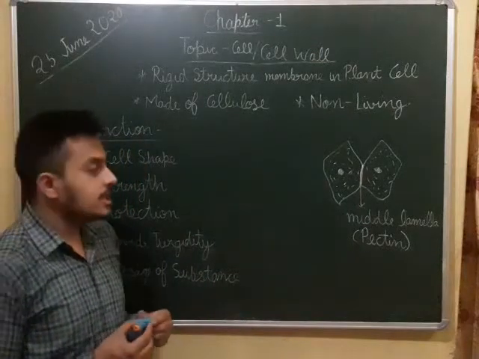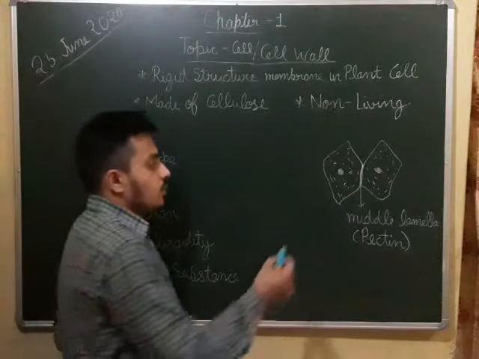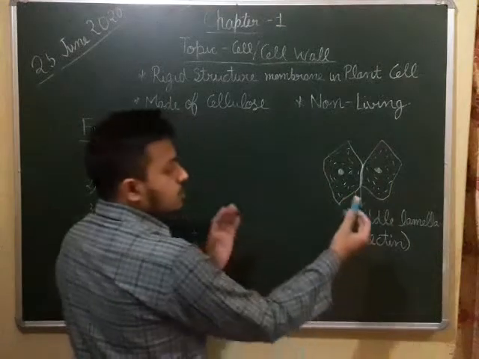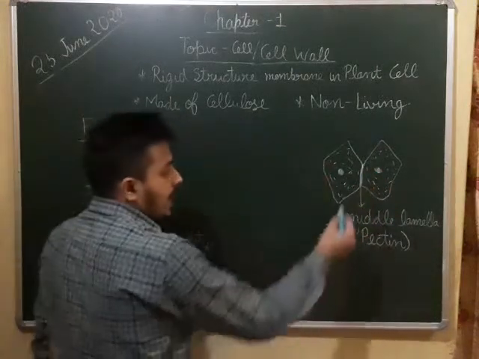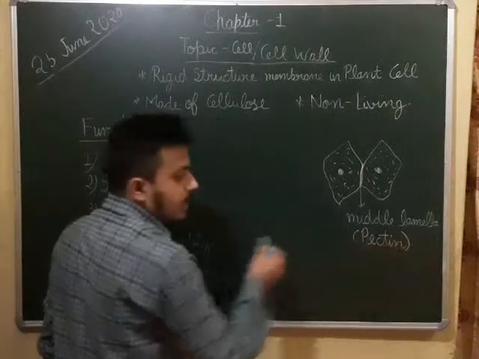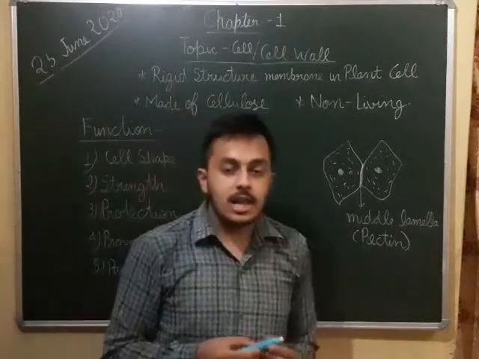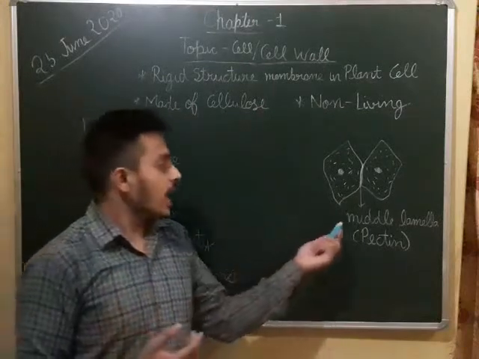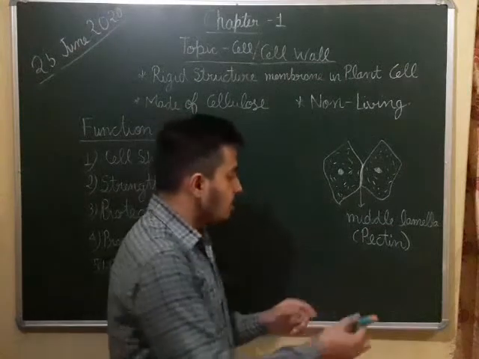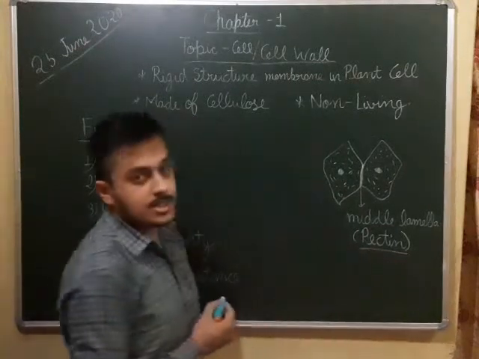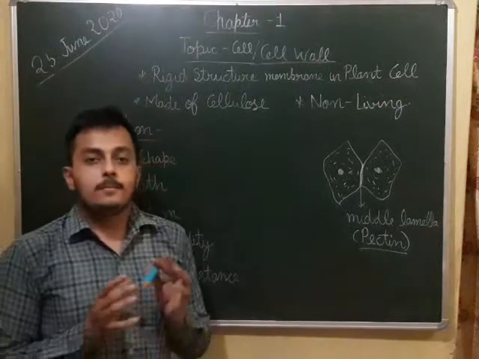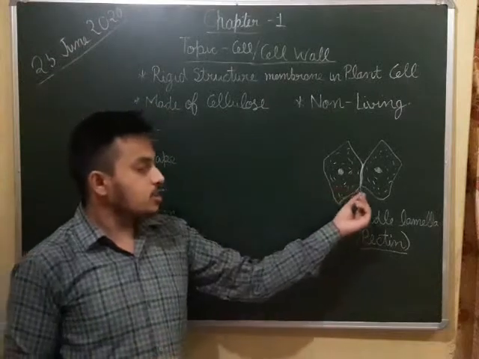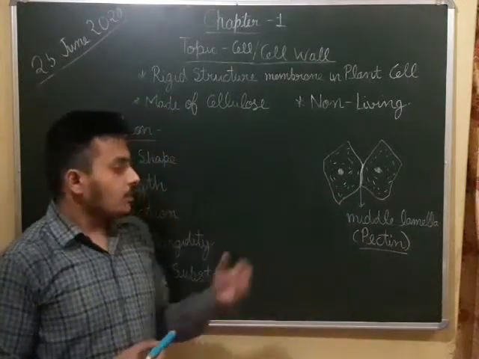There is another part in this cell wall, that is this part. These are the two cells. These two cells are joined by a cementing layer called the middle lamella. Middle lamella is a layer which joins the two cells. And with the help of what do they join? They join with the help of a material called pectin present in them. Middle lamella is the cementing layer which joins the two cells.